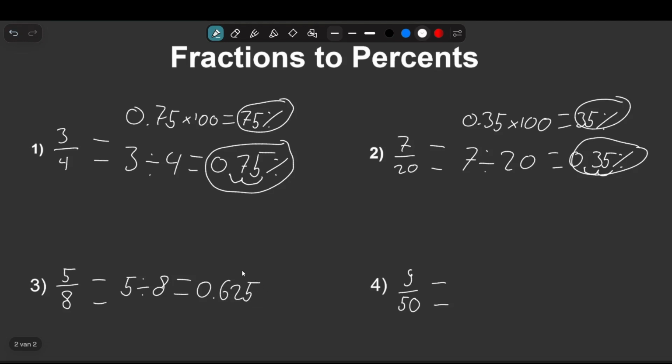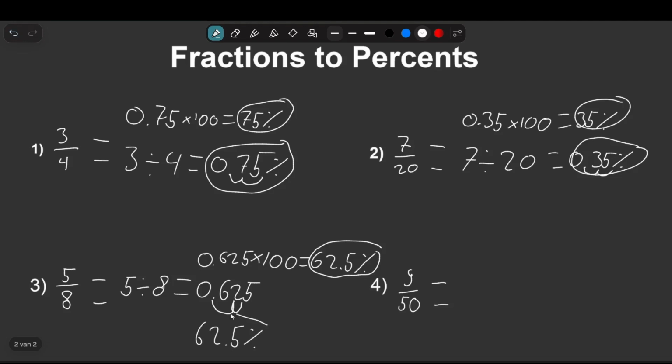What we're going to do now is multiply this by 100. 0.625 times 100 will equal 62.5%. And again, I can show you this by moving the decimal twice to the right, once and twice, and this will equal the exact same answer, 62.5%. And now let's go over to our last example.